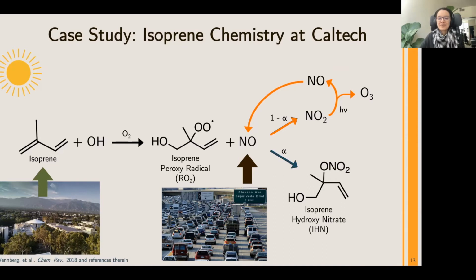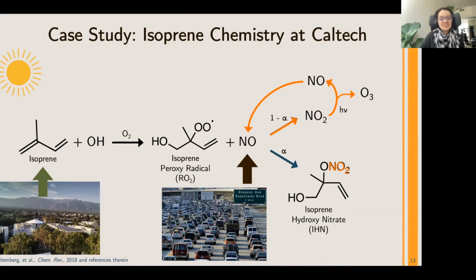The other reaction pathway, alpha, is a bit more straightforward. It just produces a multifunctional OVOC called the isoprene hydroxynitrate. But despite this being a minor pathway, it's actually quite important because these hydroxynitrates end up acting as a reservoir for NO and NO2, which is collectively called NOx, which can completely bypass the catalytic cycle and forgo the formation of ozone. There's a small caveat though, that isoprene nitrates can act as either a temporary or a permanent reservoir, depending on how this compound behaves in the atmosphere.